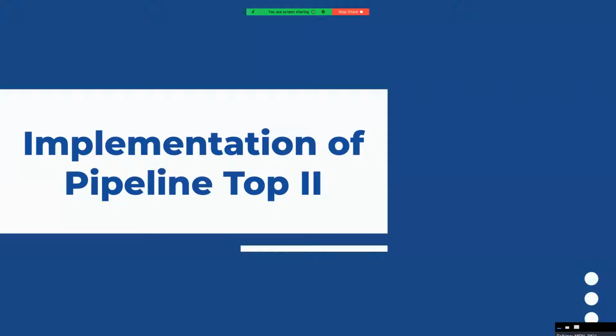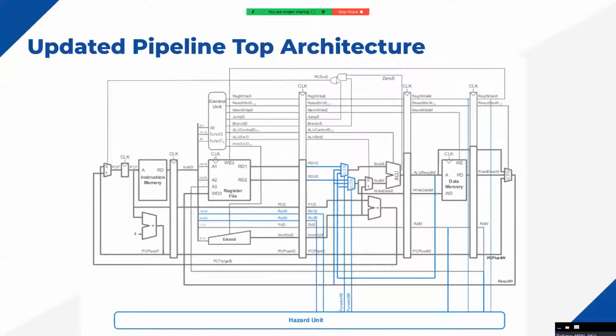This is the implementation of pipeline top part 2, because we are just going to update our top architecture. Before that, I'm going to show you this updated pipeline top architecture. As you can see, a few of the signals are highlighted in blue, which are going to be updated in our architecture. First, we have already designed our hazard unit with the following inputs and outputs. That was done in the previous lecture. What we have to do is generate a few new signals.